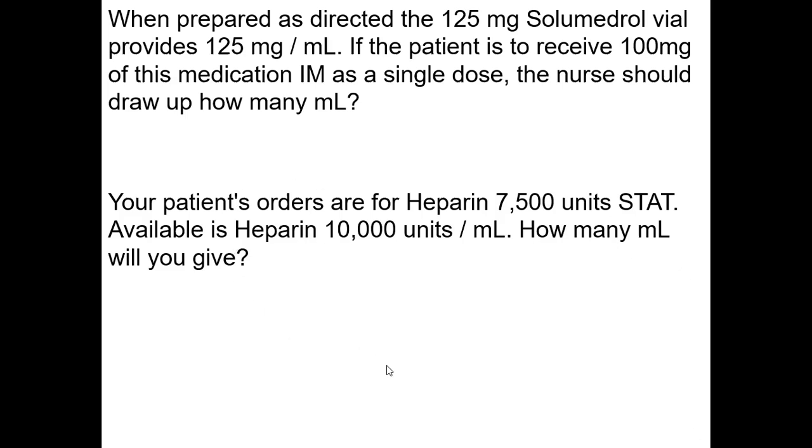Okay, let's do the math. So our order is 100 milligrams. We have 125 per ml. So now here, you can't cross out the zeros because there's not an even number of zeros. So you can just cross out the milligrams. Then we have 100 divided by 125. And you should have gotten 0.8 mLs.